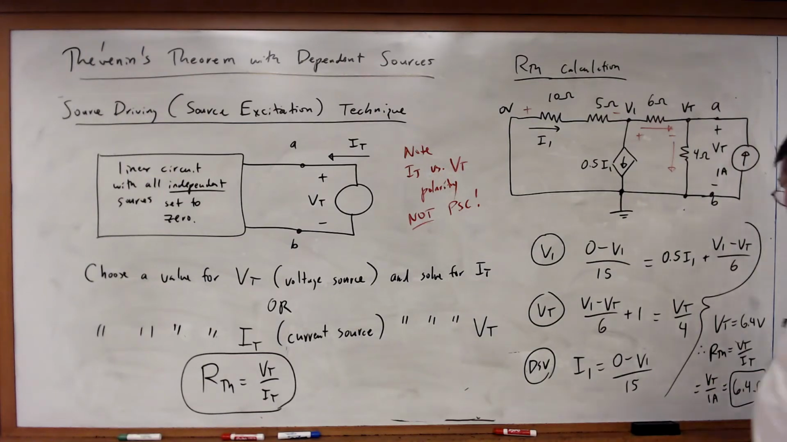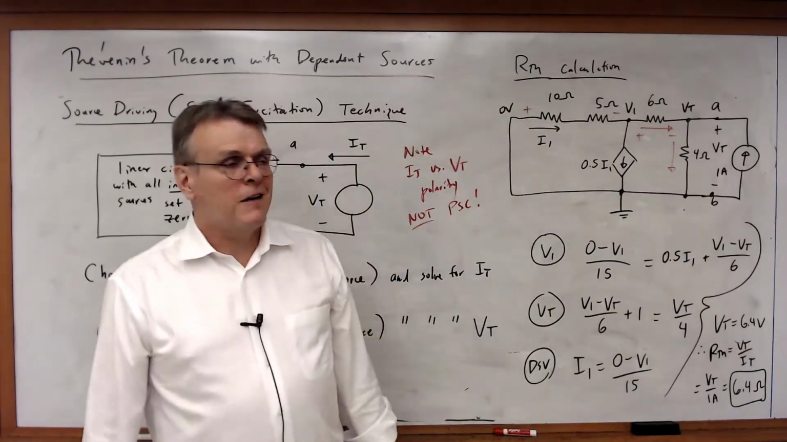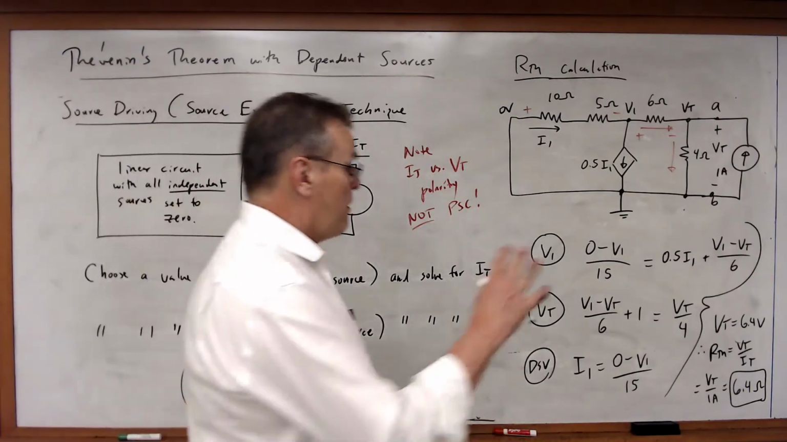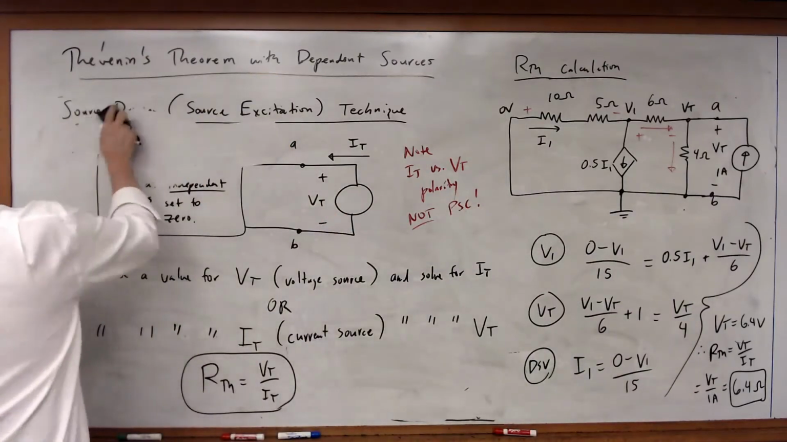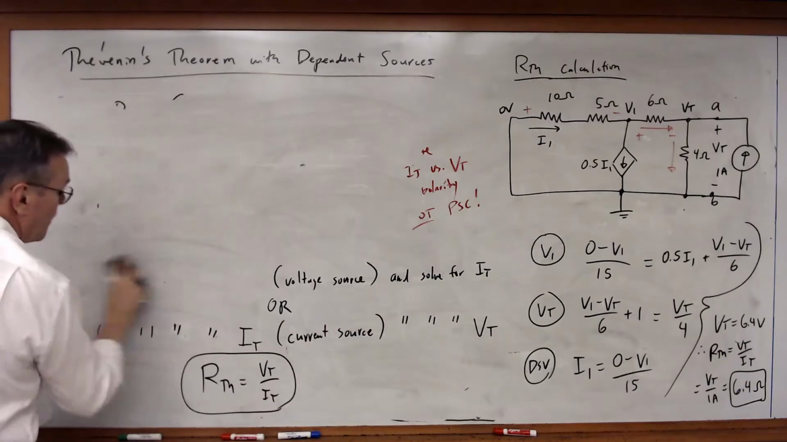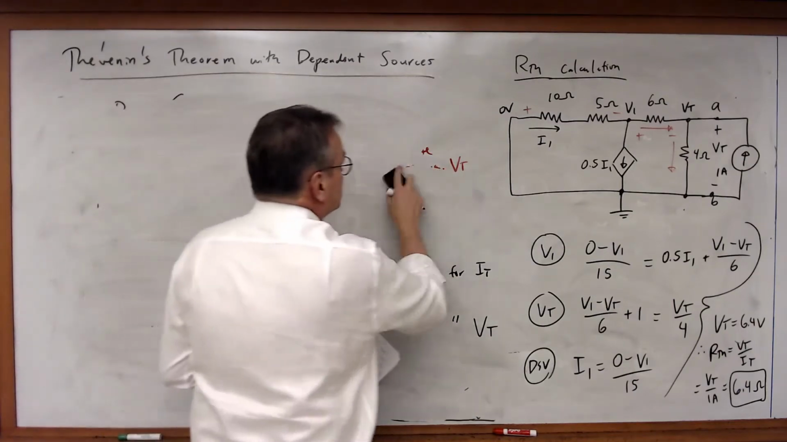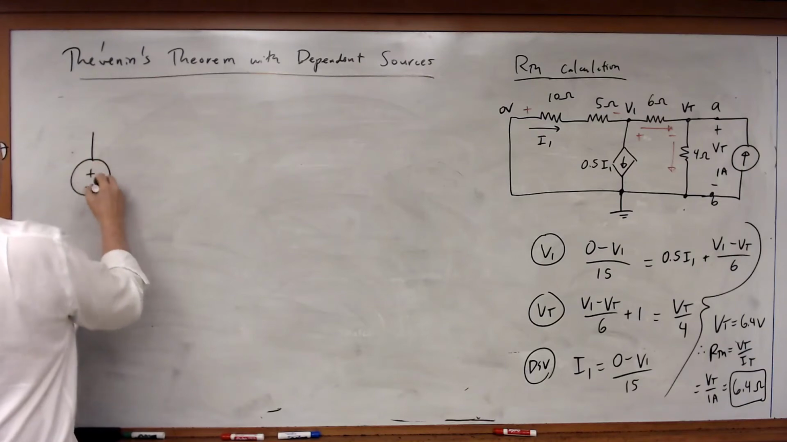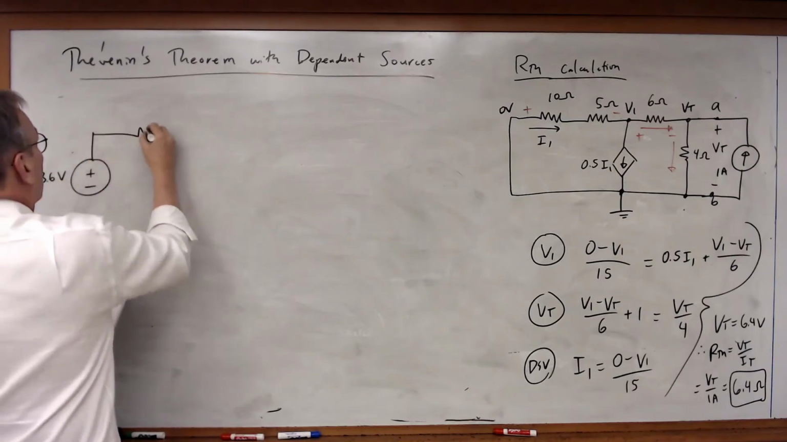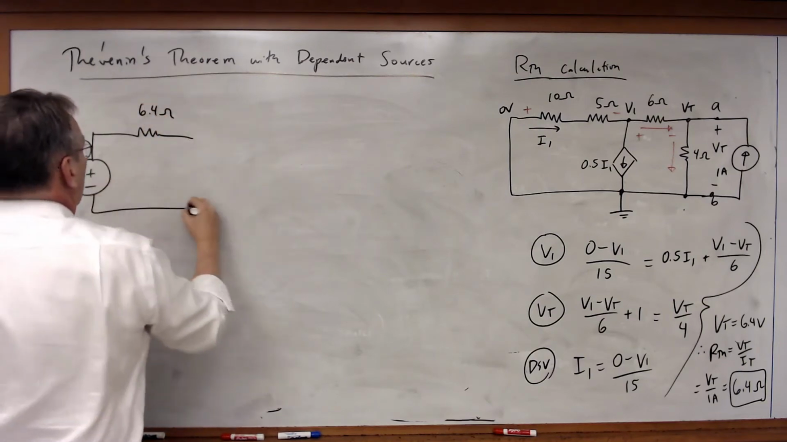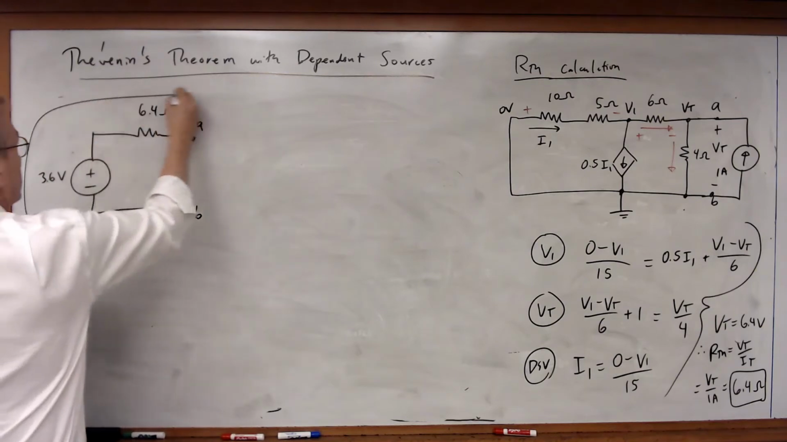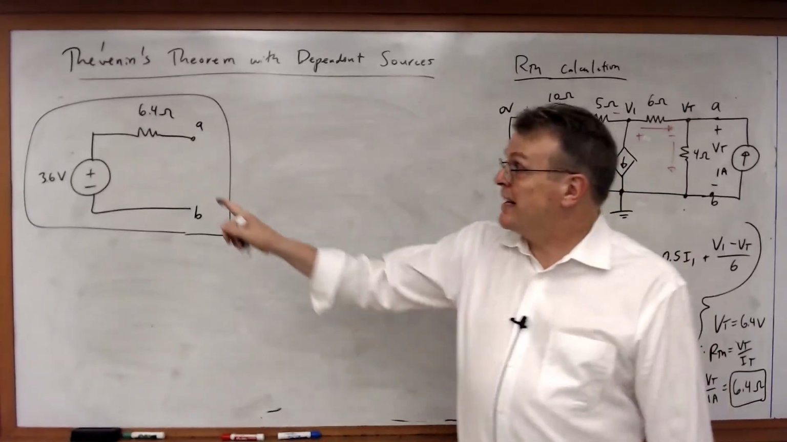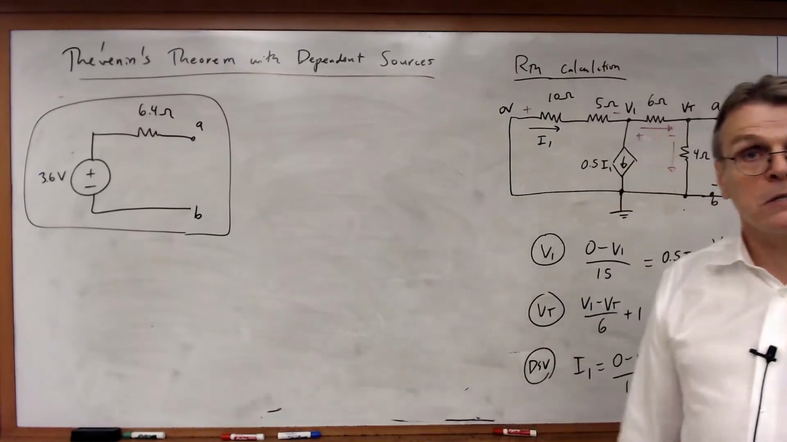And there is my Thevenin equivalent resistance. So you can see why I like to use current sources. Once you calculate VT, then all you do is change the units, and there's your RTH value. So for my original circuit, I wind up with this. There's my Thevenin equivalent of that circuit. So in this case, I solved it. I had a dependent source. I applied source driving, and that let me find the value of the Thevenin equivalent resistance.